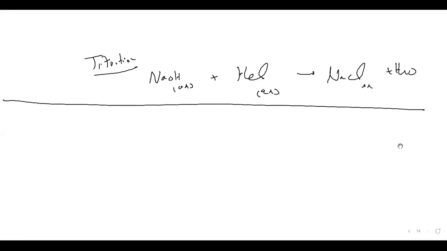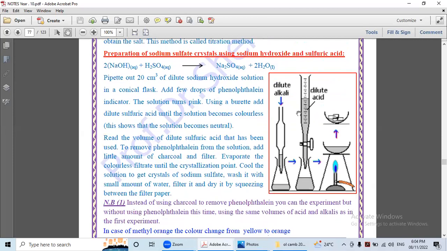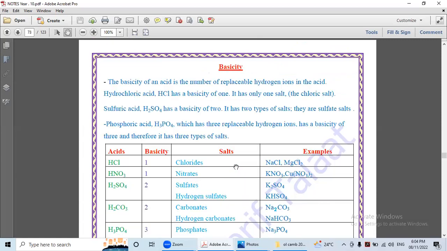In titration, we fill the burette with acid, take a known volume of alkali, and then add 2 or 3 drops of indicator. For the indicators, we have the types of indicators.